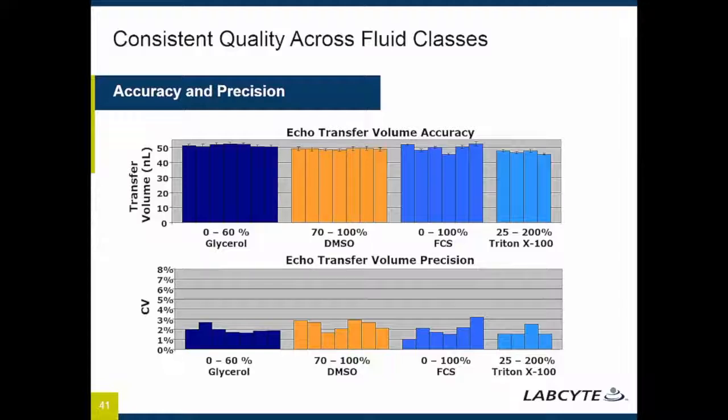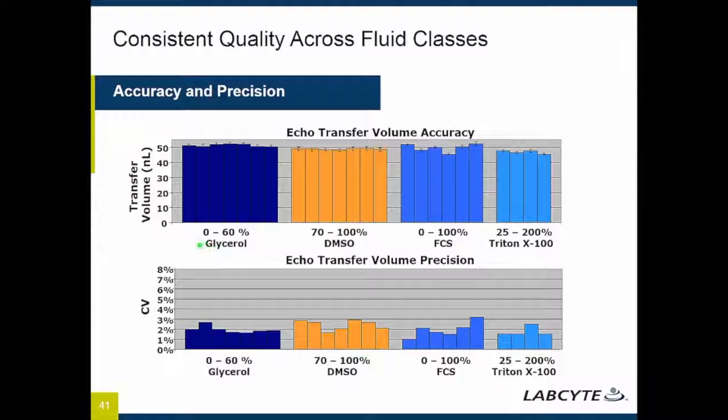As a result of the dynamic fluid analysis and the fact that the drop being generated is always the same size, you are able to achieve outstanding precision and accuracy across a wide range of fluid classes. These tables demonstrate essentially what you're targeting as a 50 nanoliter transfer across those solutions that were just described.